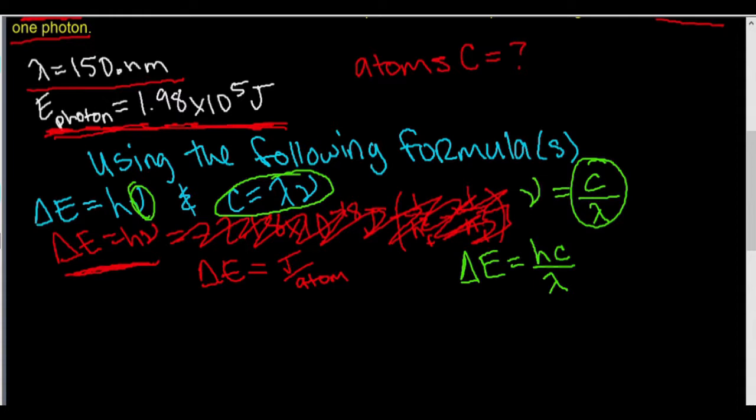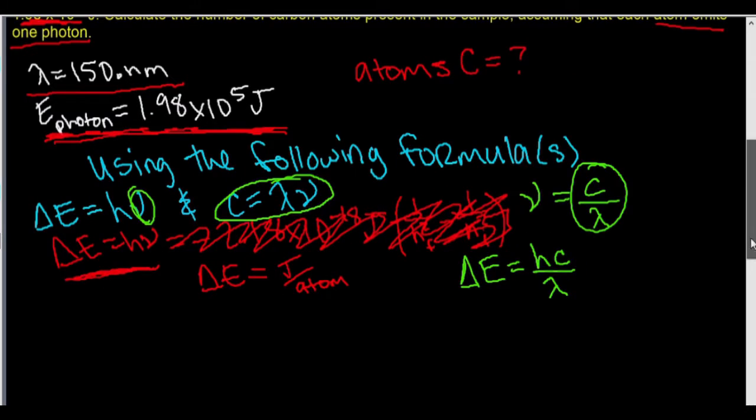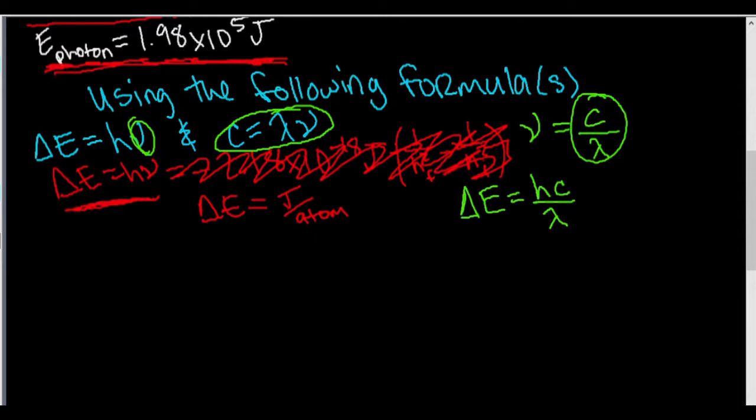Now there's not going to be anything that says atom here. We're just going to know that this is for every atom. And we're given the overall energy. So let's just start doing the math, and I'll explain how we turn this and this into the number of atoms. So h, as you guys all know, is Planck's constant. So h equals 6.626 times 10 to the negative 34 joule seconds.